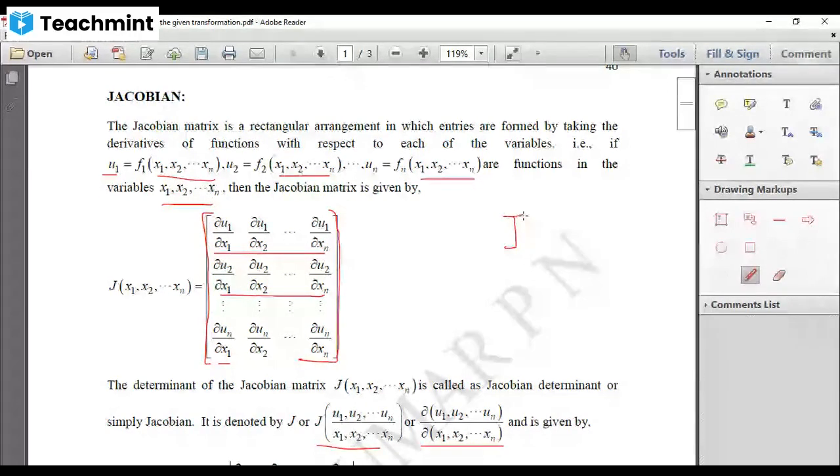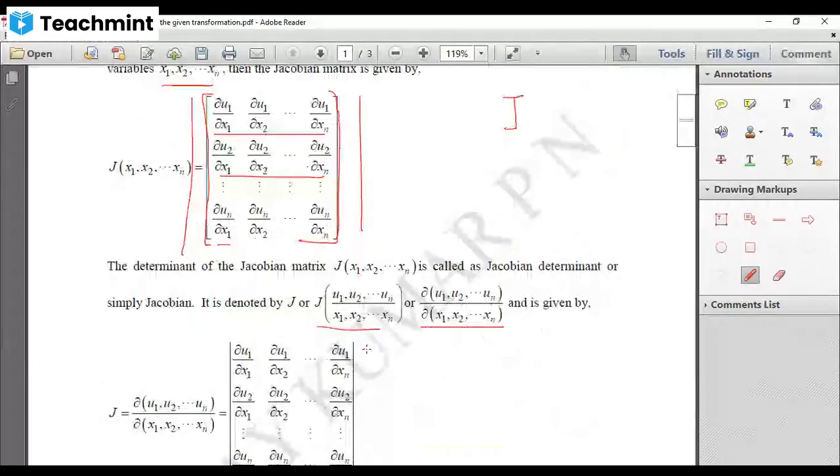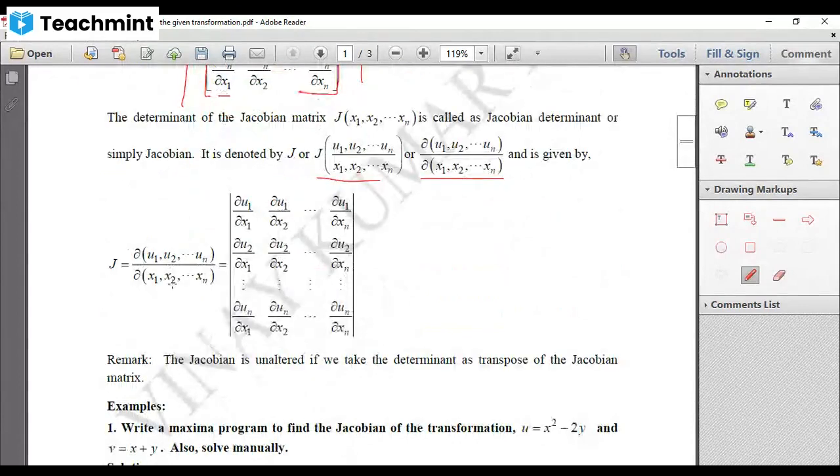Then what is meant by Jacobian? Jacobian or Jacobian determinant, we say it is simply a Jacobian. The Jacobian determinant is nothing but the determinant of this matrix. The determinant of this matrix is given by dou of u1, u2, etc. up to un divided by dou of x1, x2, etc. up to xn. That gives you the Jacobian of this matrix, right? Now you should remember, Jacobian means you have to differentiate the functions which are dependent on independent variables.